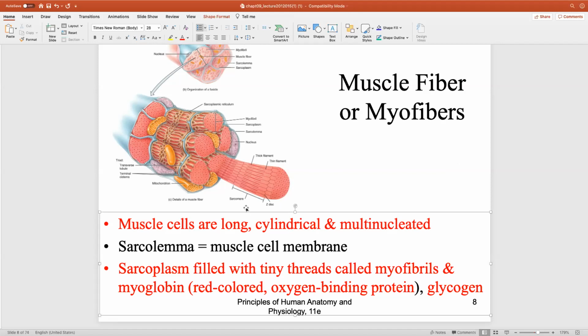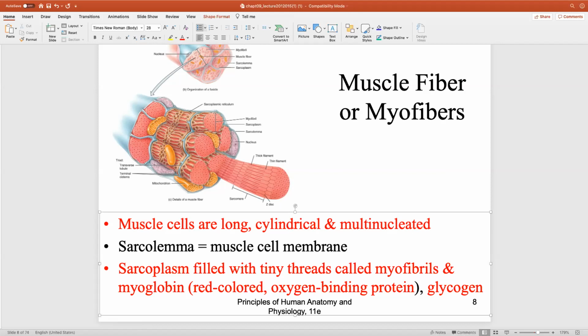In skeletal muscles, glycogen is the store of glucose, and oxygen is stored in the myoglobin. So what we see in skeletal muscles is that we have oxygen already available. It's already bound with myoglobin, a red-colored oxygen-binding protein, very similar to hemoglobin. This myoglobin is what makes red meat, right? It's red because the skeletal muscles of that animal contain lots of myoglobin.